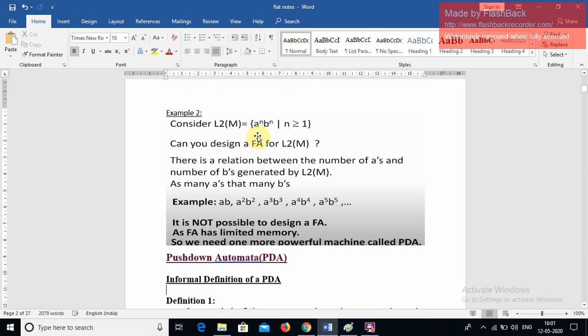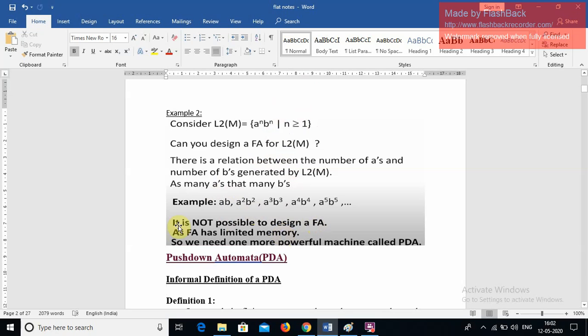Why? I will tell you. First understand the language strings, a power n b power n. If you observe, as many a's are present in the string, the same number of b's has to be constructed. How we construct b's depends on the number of a's. That means there is a relationship between the number of a's and the number of b's generated by the language constructed by the machine. So as many a's, that many b's only we have to construct. So these are the example strings. For this language we cannot design an FA.